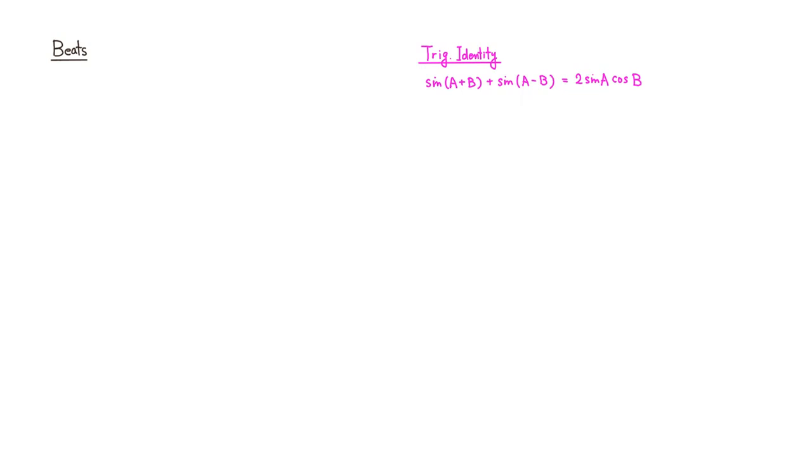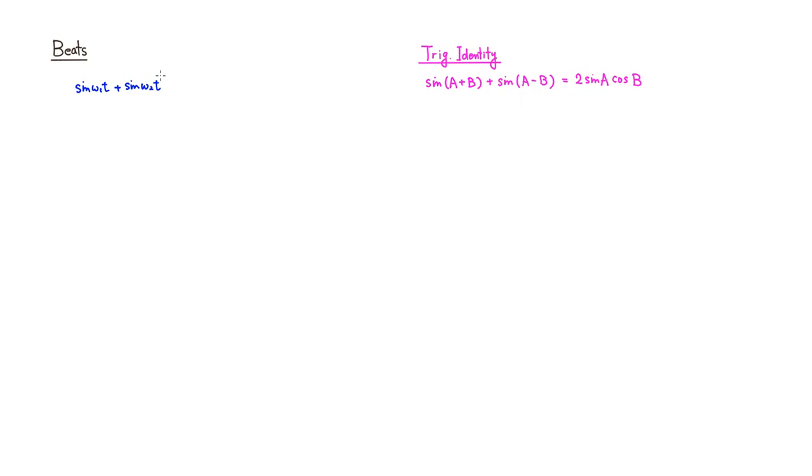All right, let's look at beats. Let's say you have two sine curves: sine of omega 1t combined with another sine curve with a different frequency, say omega 2t. And what will be the resulting curve?